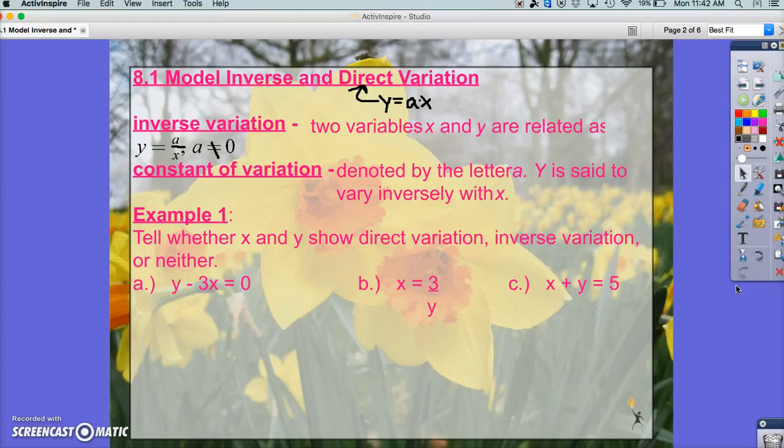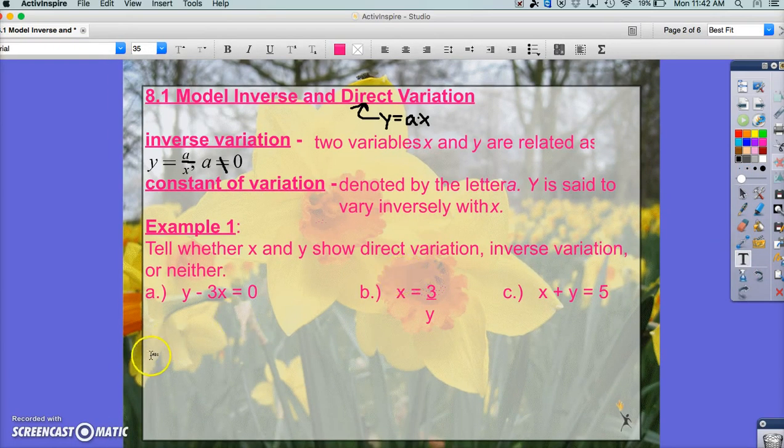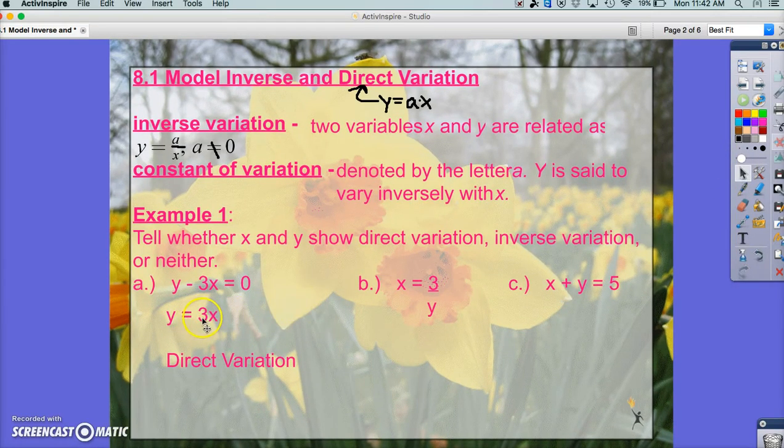Let's look at example 1. Tell whether x and y show direct variation, inverse variation, or neither. What I want you to do for each of these problems is to actually rearrange the formula, getting it in y equals form. So for a, I have negative 3x on the left. I want to move it over to the right. I get y equals positive 3x now. Is that direct variation, inverse variation, or neither? Hopefully you see it's direct variation because of the fact that it's y equals 3 times x, so a times x form.